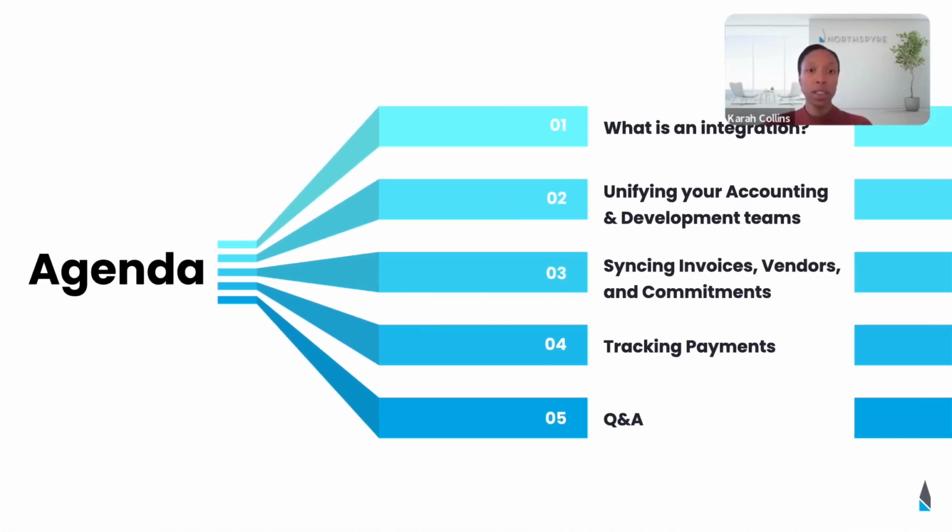So just a quick agenda that we'll go through today. We'll cover what an integration actually is and what that means when we refer to an integration between Northspyre and MRI, how you can unify your accounting and development teams. Then we'll also give a brief demo on how you can sync your invoices, vendors, and commitments and track payments. If there's any time remaining, we will open it up to questions.